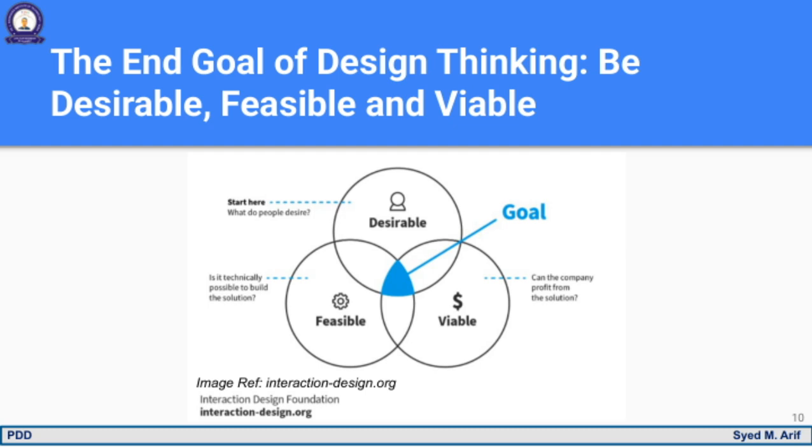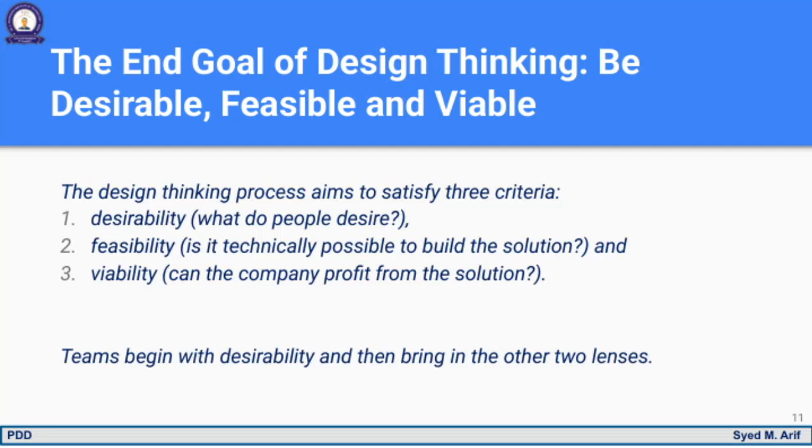Connecting these points, the best designs are those that hit all three marks: desirable for users, feasible to realize, and viable for the business. When we achieve that balance, we're more likely to create solutions that are meaningful, practical, and sustainable in the real world. This is the essence of the end goal in design thinking, and it ties back to our overall theme of creating impactful, user-centered innovations. So, the design thinking process is really centered around satisfying three key criteria. First, desirability. This is all about understanding what people truly want and need. It's about empathy and uncovering those genuine desires.